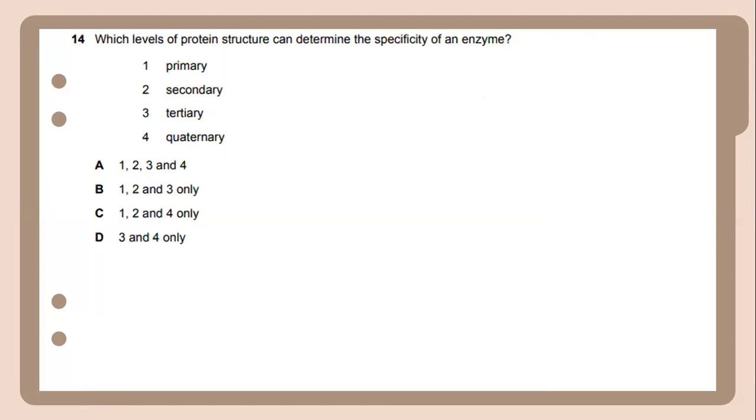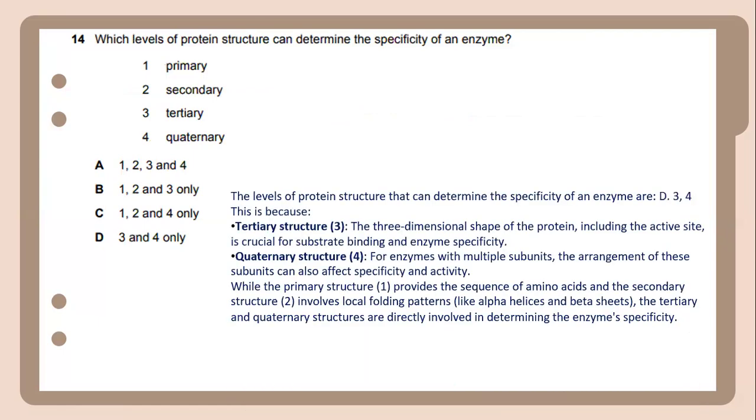14. Which level of protein structure can determine the specificity of an enzyme? The levels of protein structure that can determine the specificity of enzymes are tertiary and quaternary. This can be explained through tertiary structure: the three-dimensional shape of the protein, including the active site, is crucial for substrate binding and enzyme specificity.